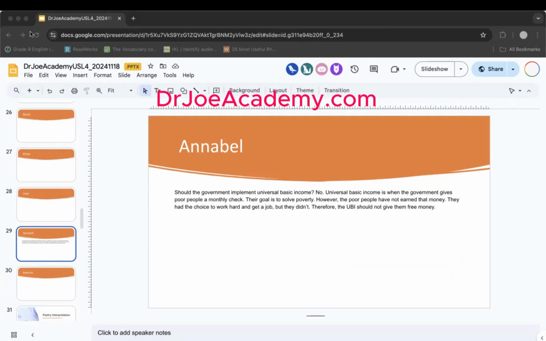Does the government implement universal basic income? No. Universal basic income is when the government gives poor people a monthly check. Their goal is to solve poverty. However, the poor people have not earned the money. They had the choice to work hard and get a job, but they didn't. Therefore, the UBI should not give them free money.